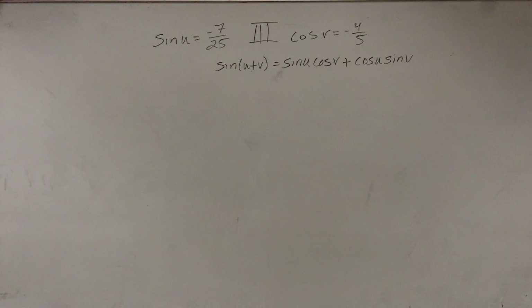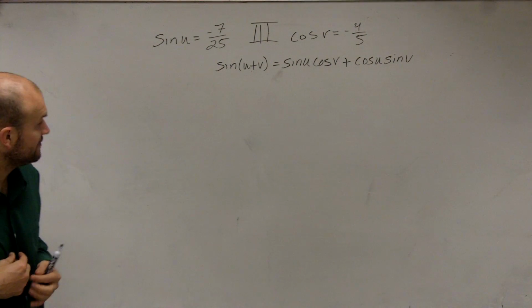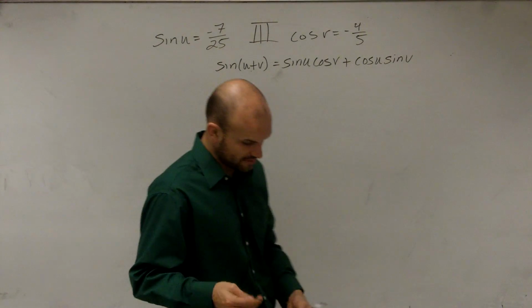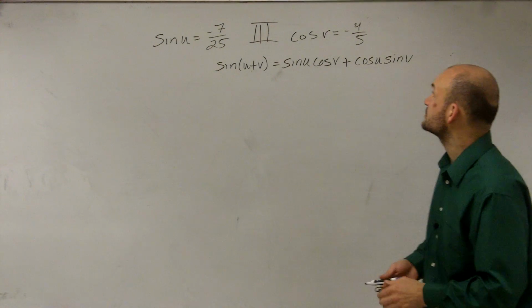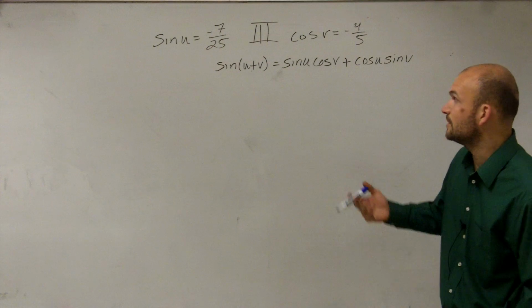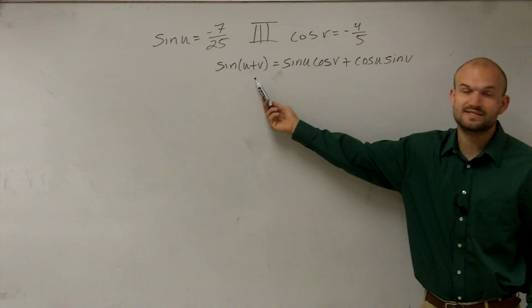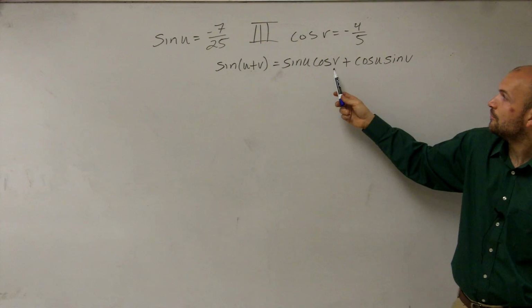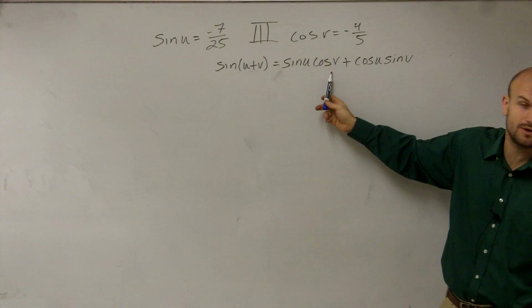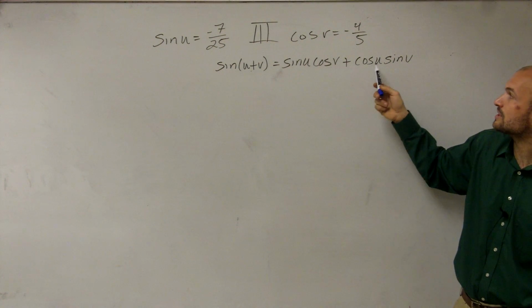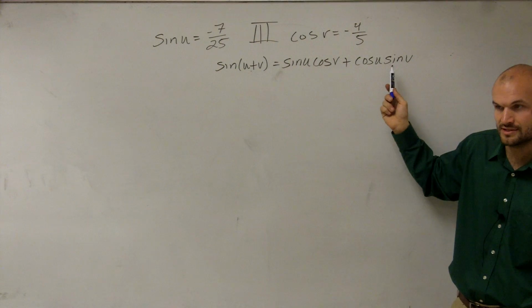And what I mean by that is they give you what sine of u is, which is negative 7 over 25, and then they give you cosine of v, which is negative 4 over 5. But when we look at our formula, they want us to find sine of u plus v. We already know what sine of u is. We know what cosine of v is. But we need to figure out what cosine of u is and sine of v is.